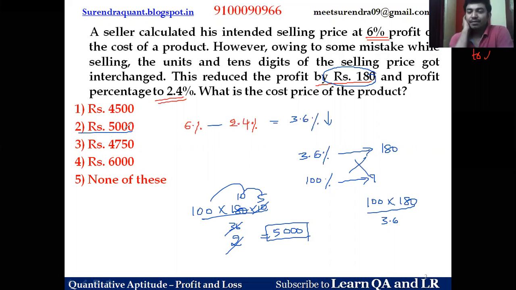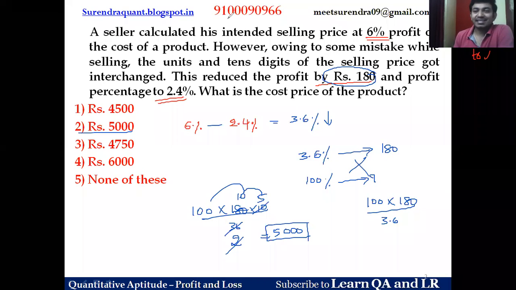Here somebody may worry about the units digit and tens digit, but that has nothing to do with the question. Those are just diversions. Focus more on the profit percentage reduces by, the profit percentage becomes. Those two phrases are very important. Okay, let's go to the next question.